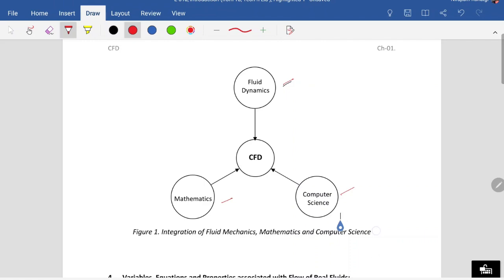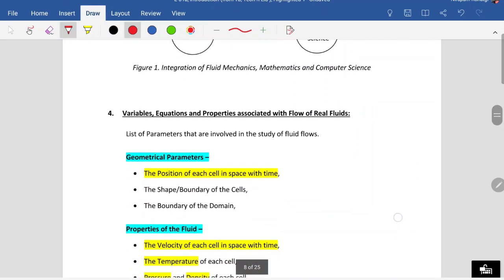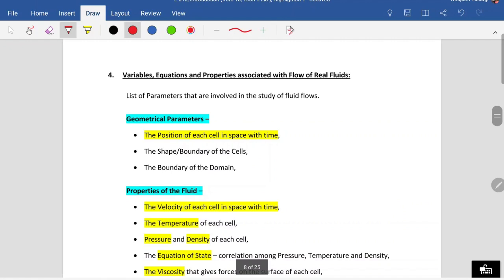Now I am taking you to the next stage: what are basically the variables, equations and properties which are associated with real fluids. Just to give you an overview of how exhaustive this whole issue is. So first thing, what about the geometrical parameters?